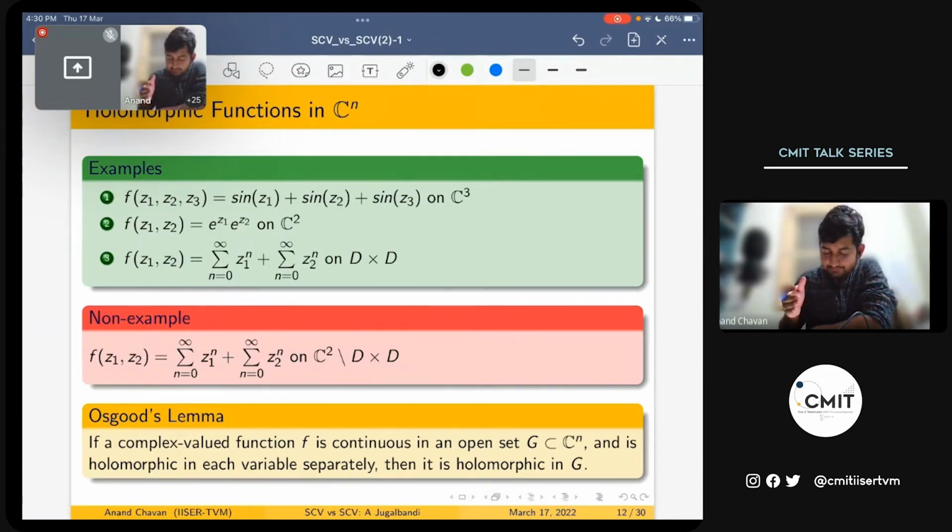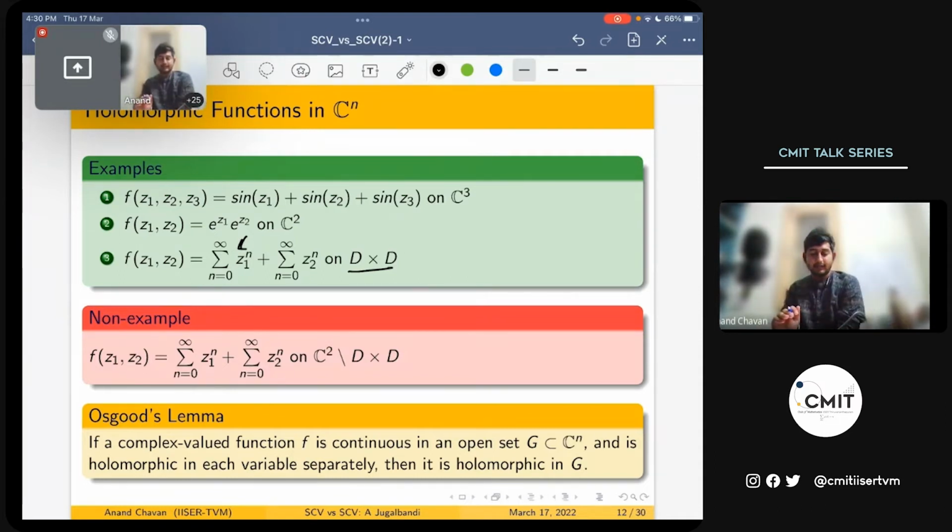Another example, the third example, is the sum of z1^n, z2^n. These are exactly our fourth example in the single variable case. Now see, on the set defined as D cross D, the unit disk, the function is holomorphic. But if you take a point outside of the unit disk, the function doesn't become holomorphic. Now, you have observed that if the function is holomorphic in each separate variable, then the function is holomorphic overall, right? This is our observation, but Osgood proved that.